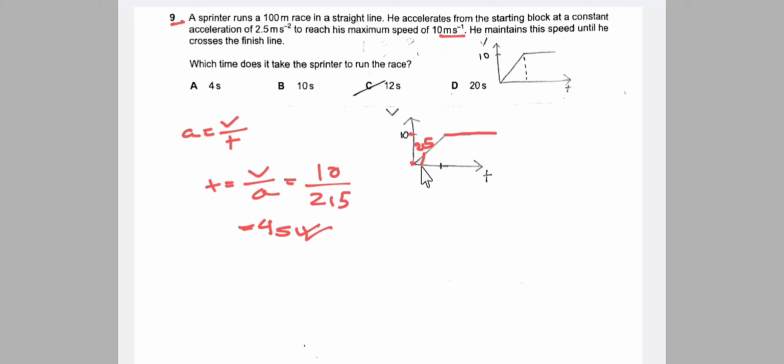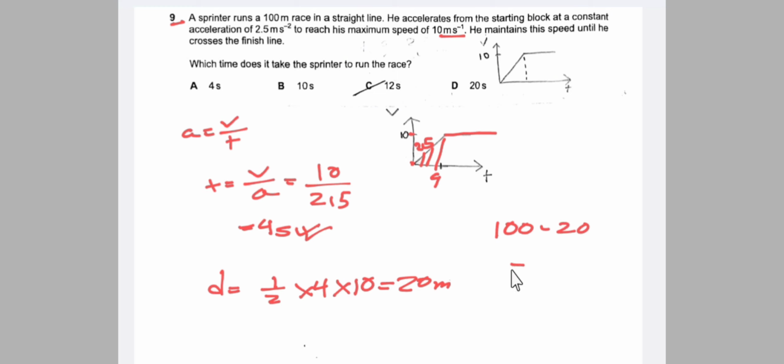Then what is the distance covered during this acceleration? The distance is the area under the velocity-time graph, and this area is the area of the triangle. So distance is equal to half times base times height. The base is 4 and the height is 10. So we get the distance, that is 20 meters. So during acceleration it travels 20 meters and the total distance is 100 meters. So 100 minus 20 gives us 80 meters. So now he needs to cover 80 meters to complete this race at constant speed.